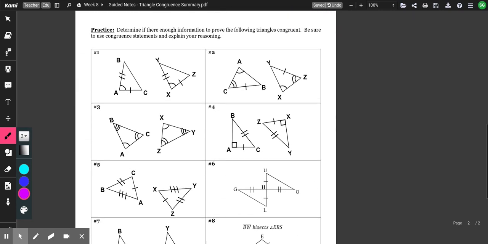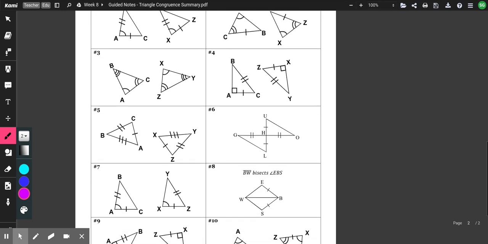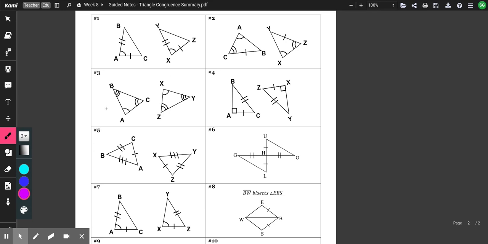And what I would really encourage you to do is to stop the video and try these, right? Try them before you listen to me talk through them. I know I'm exciting, but you might want to try it on your own first.